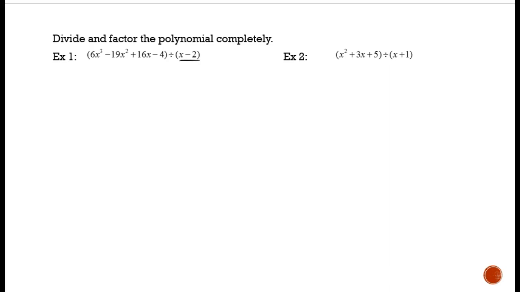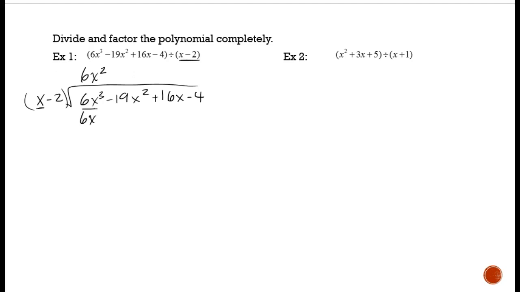This goes on the outside, so I'm going to rewrite this. All right, so we're going to keep it together, x minus 2. So what you're going to do is look at your first term under the division bar, and your first term here. And you're going to think, what do I need to multiply x by to get 6x cubed? Well, I got to multiply it by 6, and I got to multiply it by an x squared. So now you're going to use distributive property and distribute that 6x squared to everything over here on the outside.